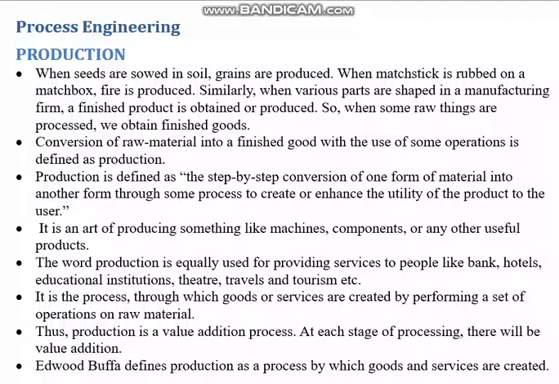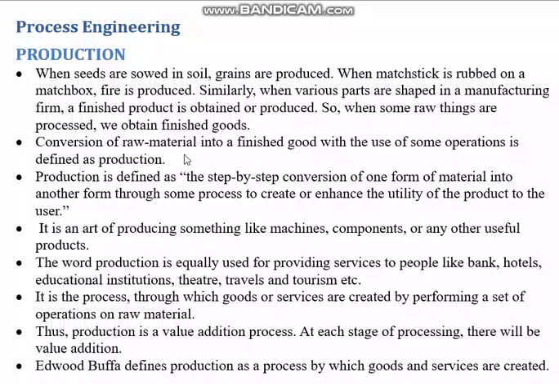Now the title of this chapter is process engineering. Under this chapter, the first topic that we'll cover is production. So what is production? In simple terms, I'm not going word by word in this slide. In the second bullet point you can see, the conversion of raw material into finished goods with the use of some operations is called production. This is a simple definition.